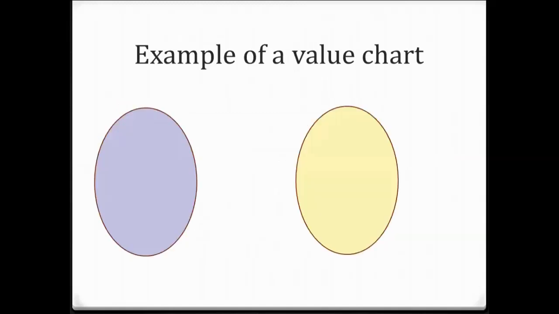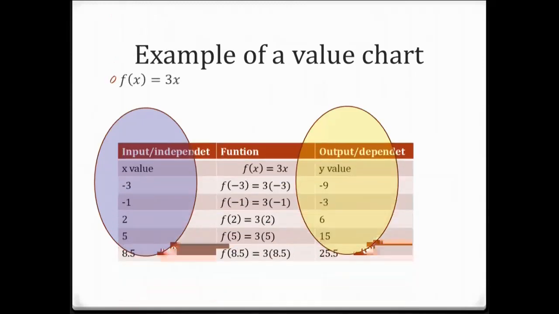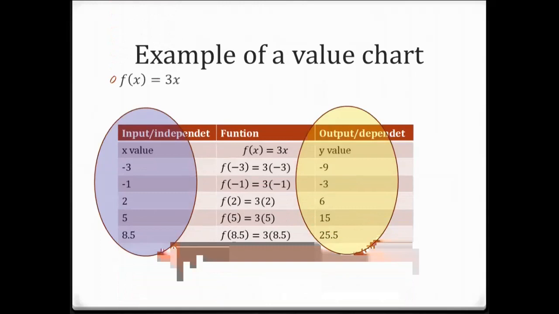Okay. Here we have the example of the value chart. The function is the next one, and the value chart is this one. I circled the input, output, and independent, because those are related with domain and range. Okay? So here we go. The values that I chose, the x values negative 3, negative 1, 2, 5, and 8.5, will go through a procedure I call a function machine, that's the way I teach it. The function machine will do something with this negative 3 and convert it into something else. It will convert it into negative 9.